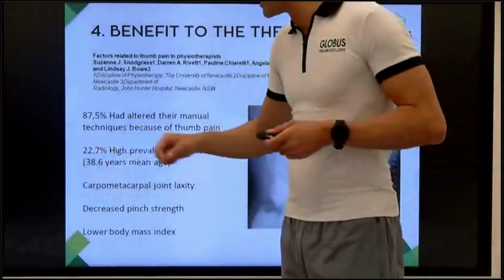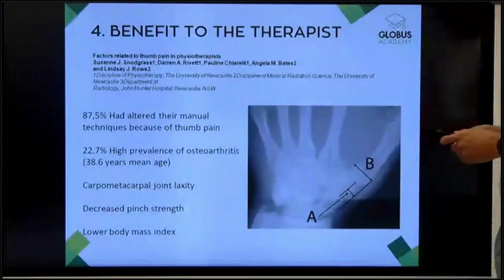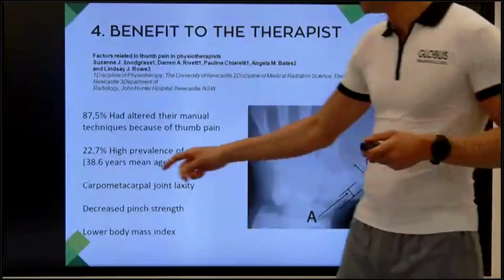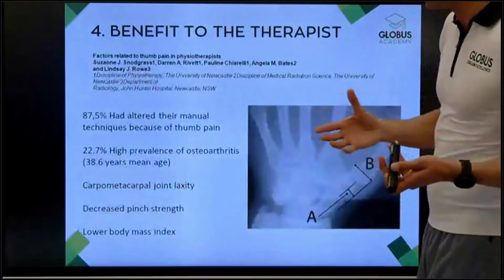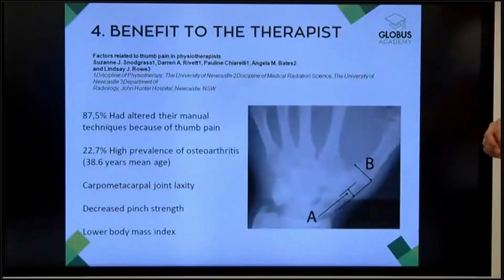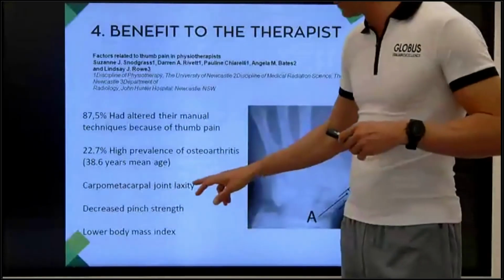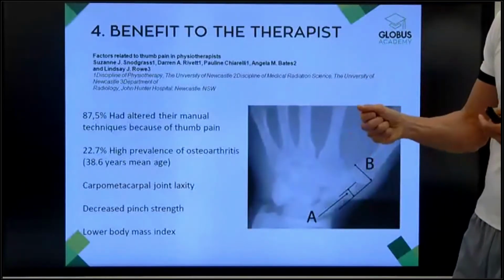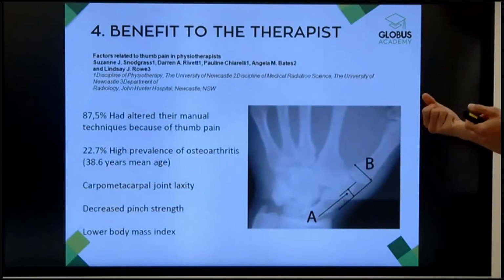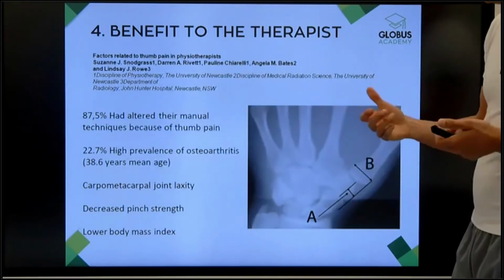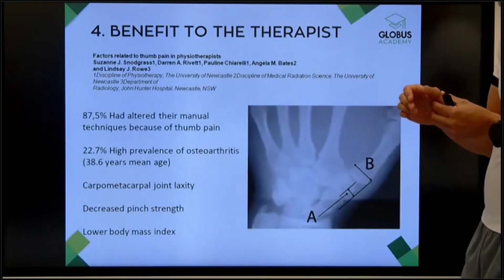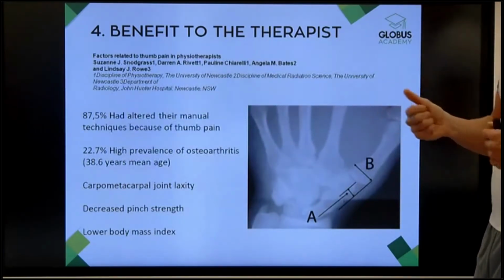And 27.7% had a high prevalence of osteoarthritis. And we are talking about young people, a mean age of 38.6 years. So they were developing osteoarthritis of the thumb. Another important thing is the carpometacarpal joint laxity, right? And the decreased pinch strength. So we lose the ability to pinch, to have strength in our hands. And there was also a loss of the muscles of the hand.